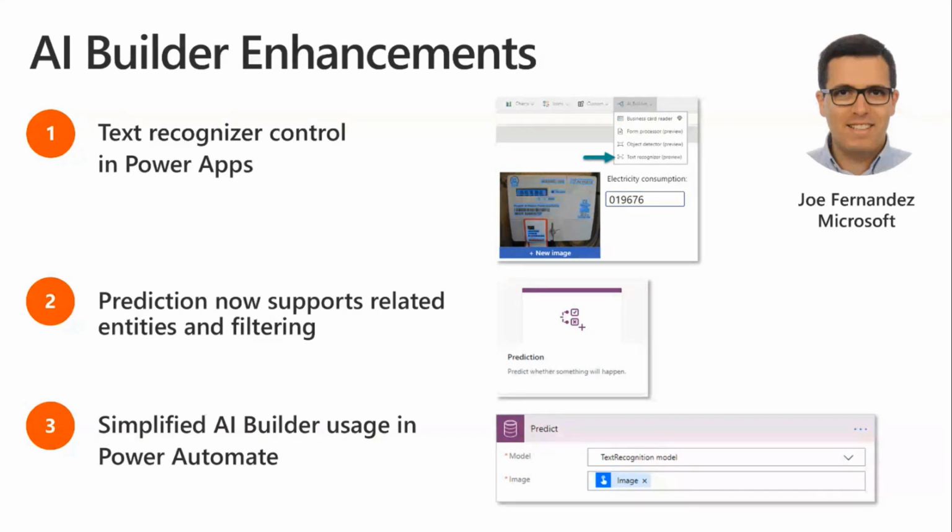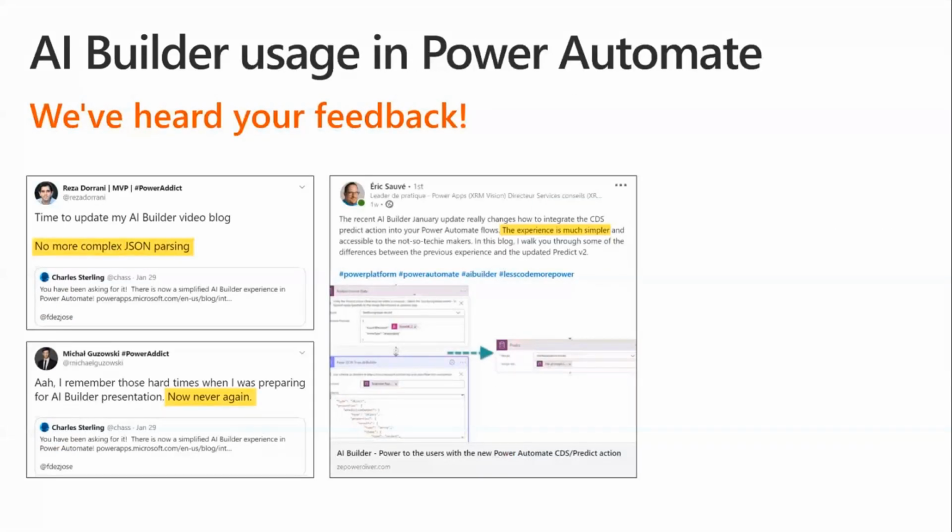And the third one, which we've received a lot of feedback on, is around simplifying how you can use your AI Builder models in Power Automate. So when we launched the preview of AI Builder last June, we received a lot of good feedback around, hey, this is cool, but using AI Builder in Power Automate, it's difficult, to the point that even without documentation, it was very complex. So we released at the end of January, so the end of last month, an update that makes it simpler.